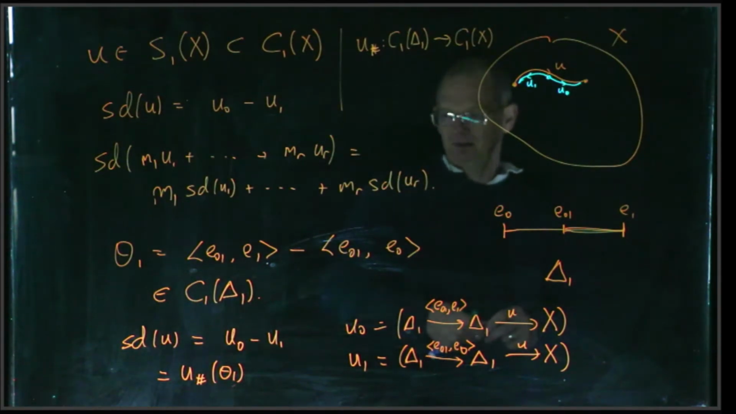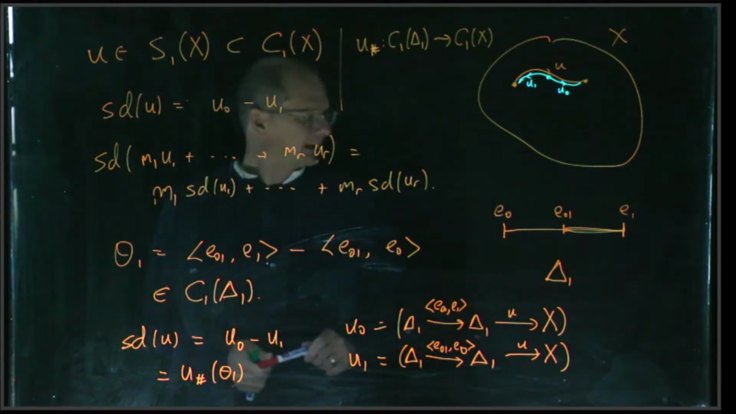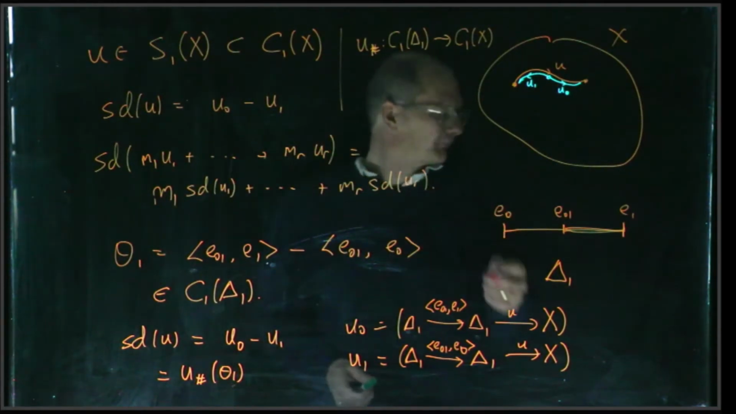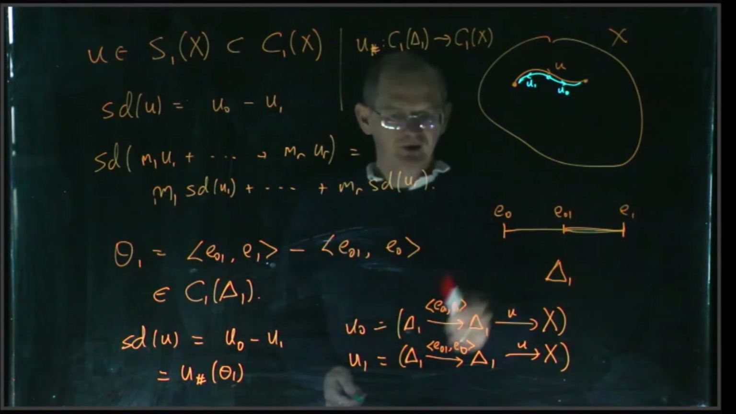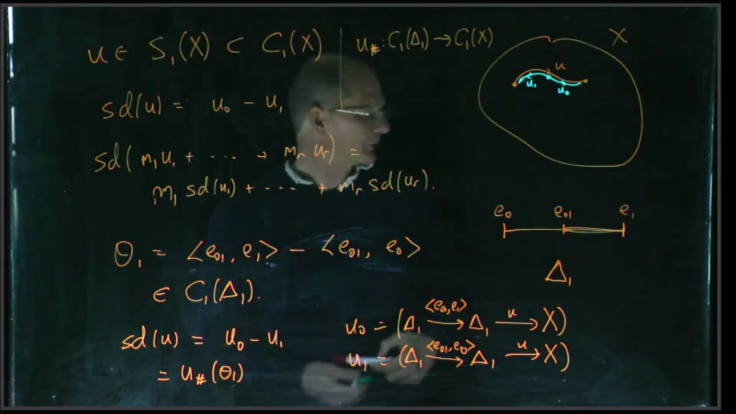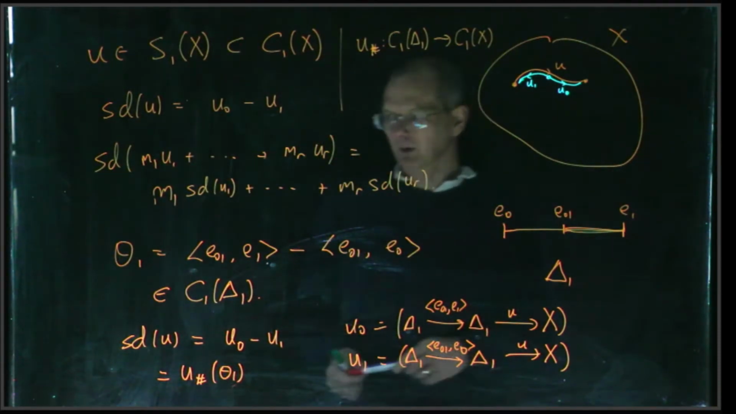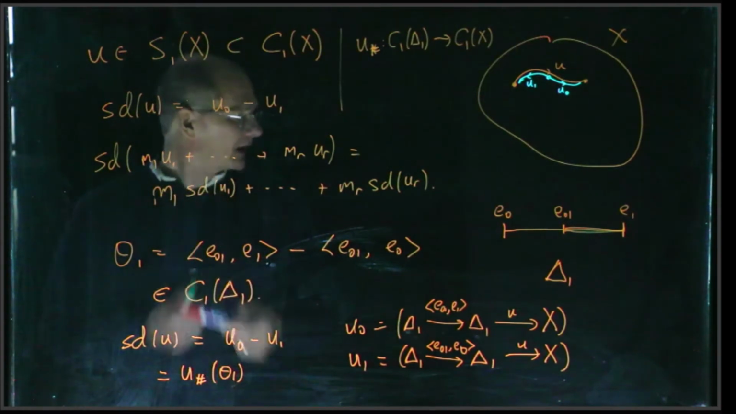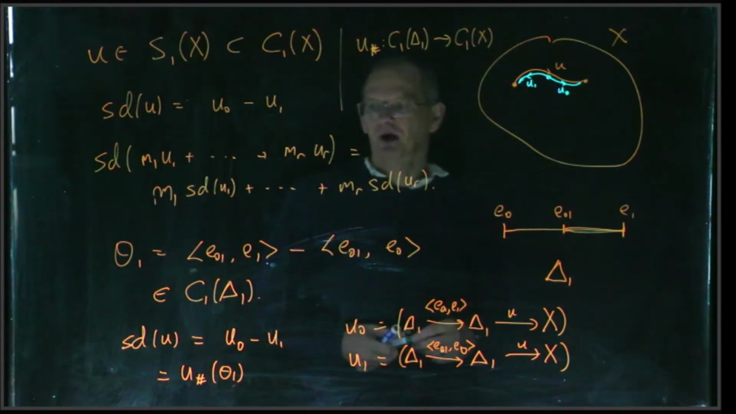So in order to set up the definition of subdivision, we just need to provide this theta 1 and then apply U hash to it. And that's going to be a convenient way to extend this definition to define subdivision of higher dimensional chains.